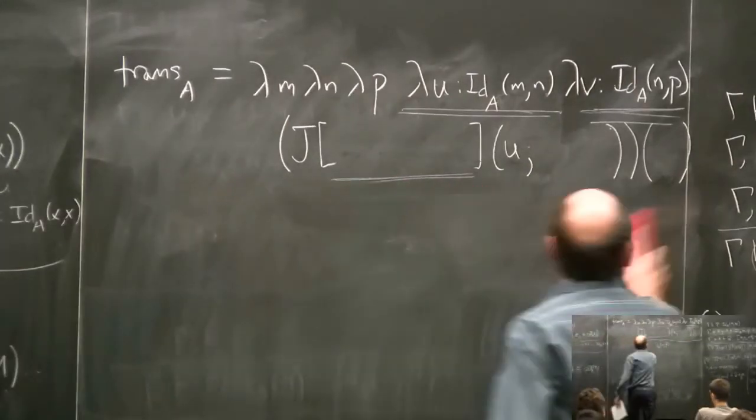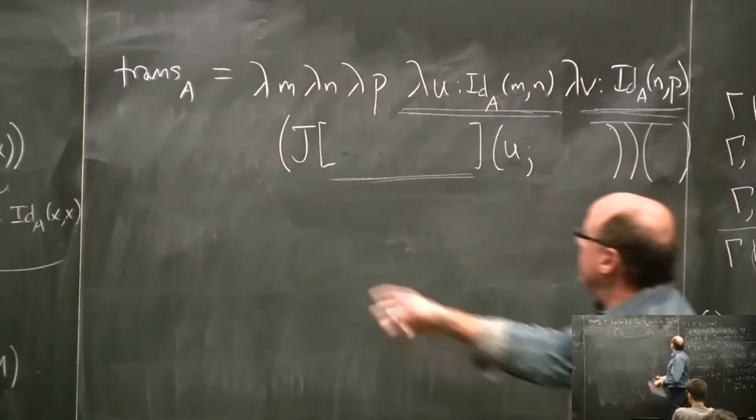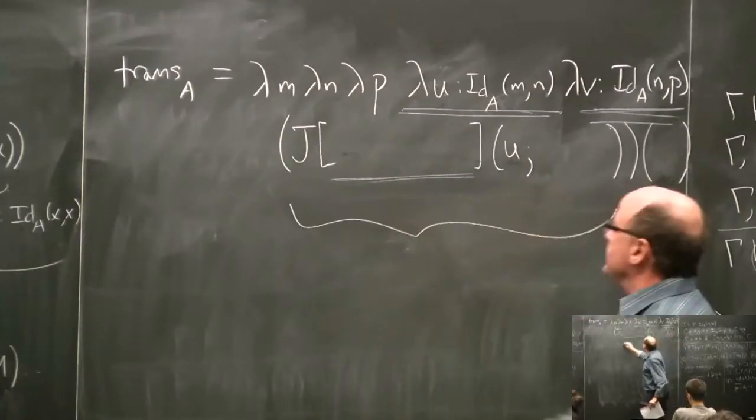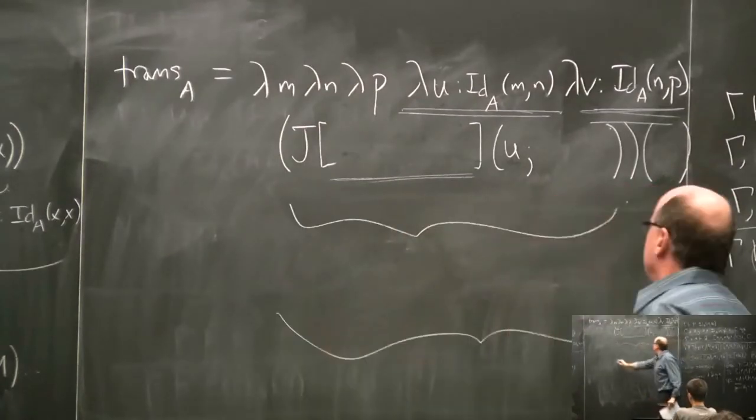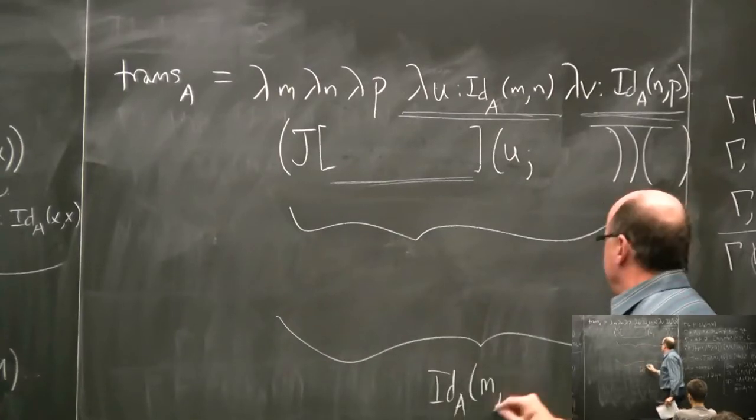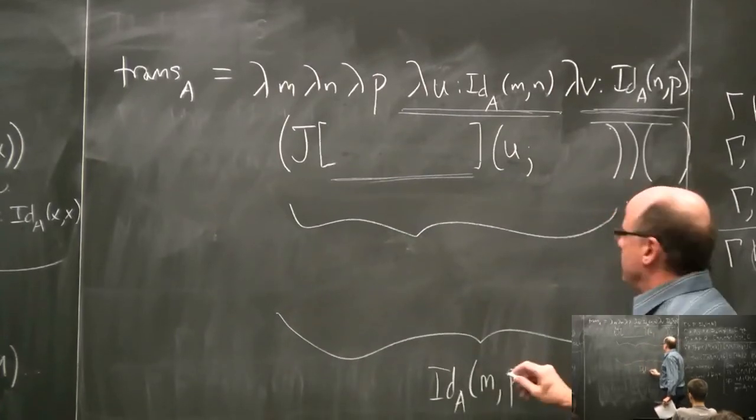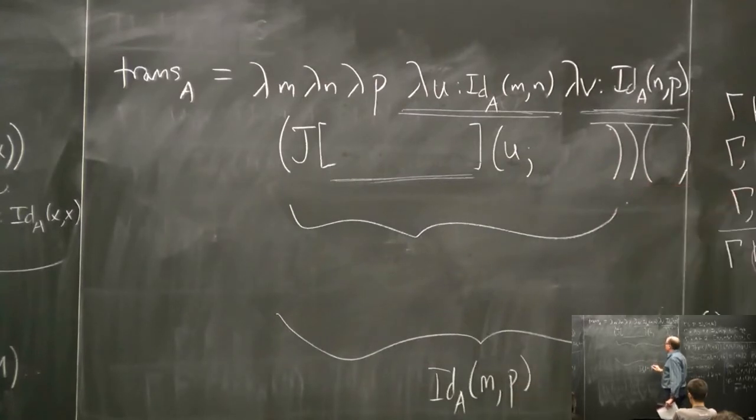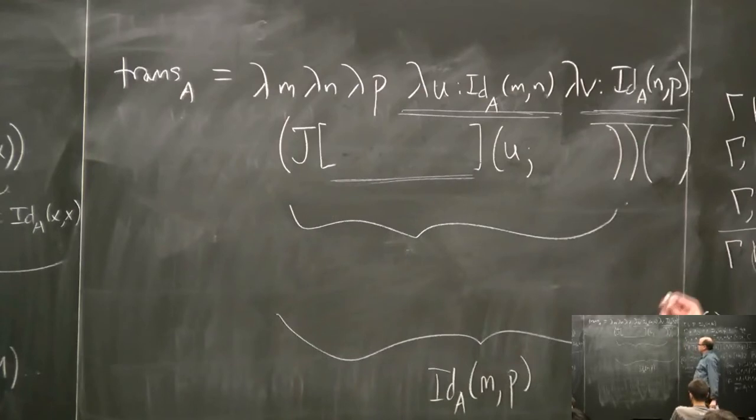There it is. Okay, let's focus in on the inner part here, the type of the j, and this will, in the end, have id A, m and p. Okay, m and p is what I need at the end. Good.